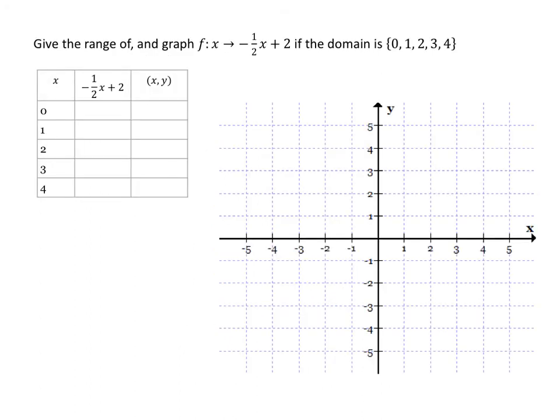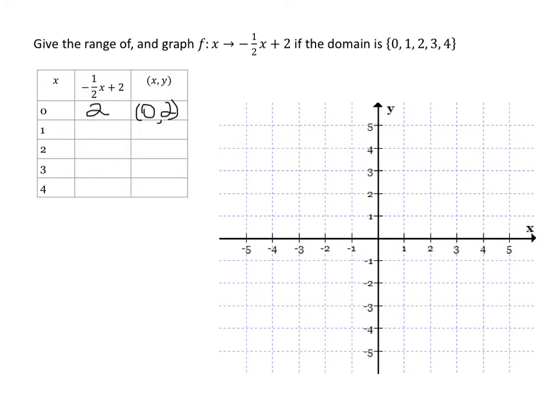Now for this first example, we're asked for the range and the graph of this particular function that's shown. We read this, f of x is negative 1/2 x plus 2. And the domain is these values. What that means is we are only allowed to put these values in to x. So as you see in this table, those are the only values we're allowed to have. So if I put 0 in place of x, I get negative 1/2 times 0 plus 2. So my range is 2, and my coordinate is 0, 2.